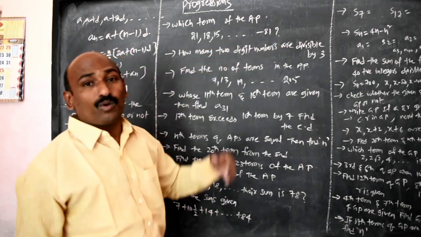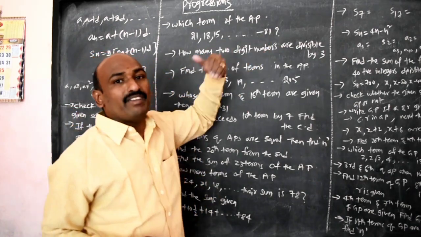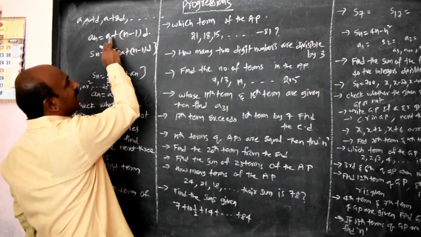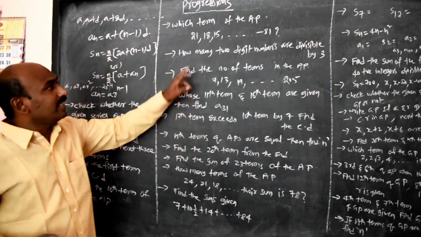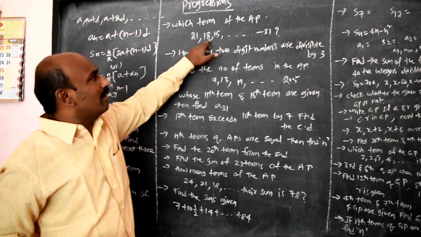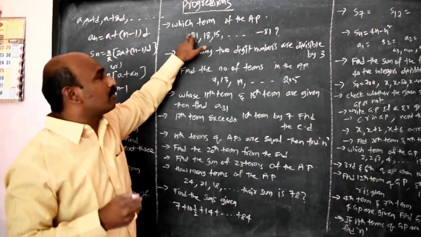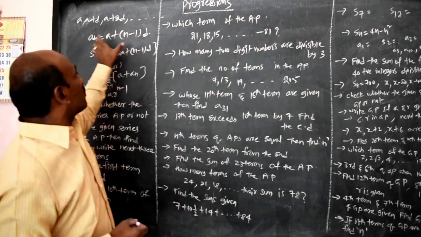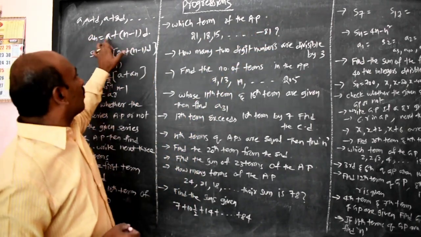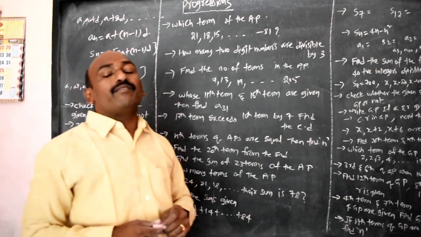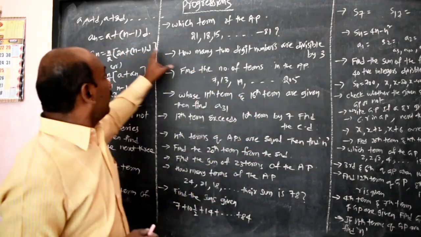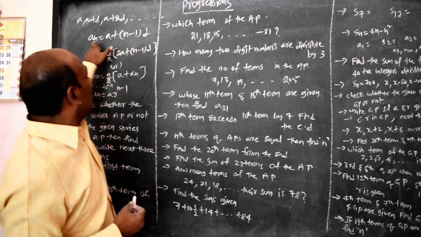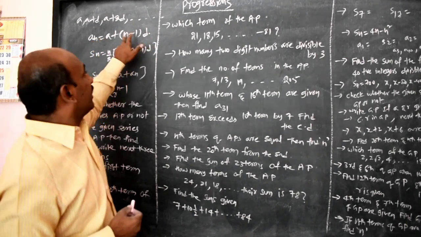He is asking in the question, minus 81 is which term in this series. Here we have to use the formula a_n = a + (n - 1)d. Here the a value is 21, the d value is 18 minus 21, which is nothing but minus 3, and a_n you take as minus 81. Substitute in this series a_n = a + (n - 1)d, then we can get n number. If a_n we know, a we know, d also we know, then we will get n.